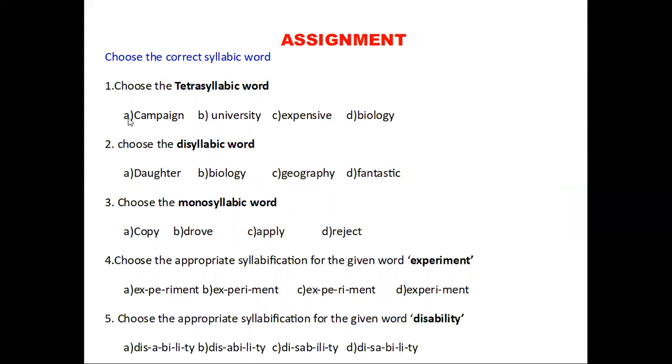So students, you can do the assignment. That is, choose the correct syllabic word. First question, choose the tetrasyllabic word. So you have to choose which is the tetrasyllabic word. Second one, choose the disyllabic word. Third one, choose the monosyllabic word. Fourth one, choose the appropriate syllabification for the given word experiment. Fifth one, choose the appropriate syllabification for the given word disability. So you can write in your notebook.